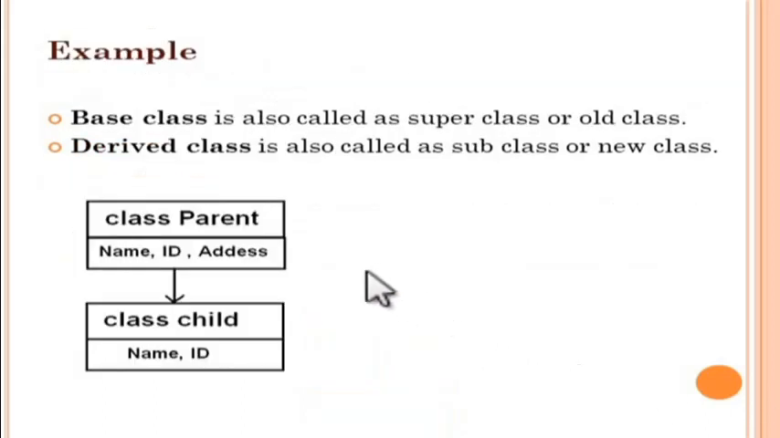Example: you can see this diagram. In that there are two classes. First one is the parent class and second one is the child class. The child class is accessing the properties of the parent class. That means inheritance or reusability. In OOP, the old class is called a base class, and it is also called a super class, and the new class is called a derived class or subclass.